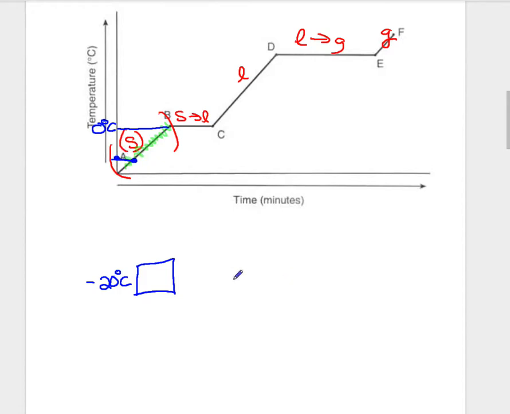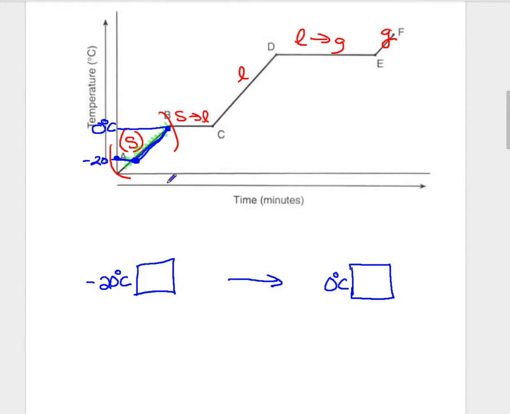Then we're going to take that solid and raise it to 0 degrees Celsius. Oops, that's the same size as this. Okay, that's a little bit closer. So we're going from here to here, from negative 20 to 0.